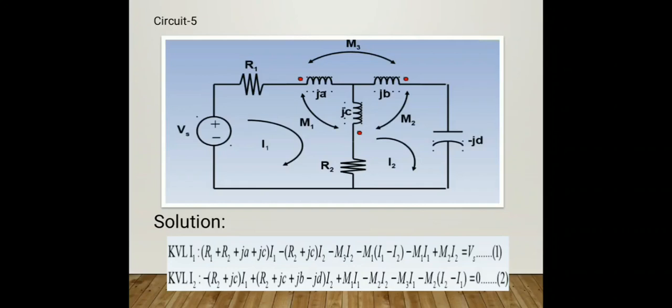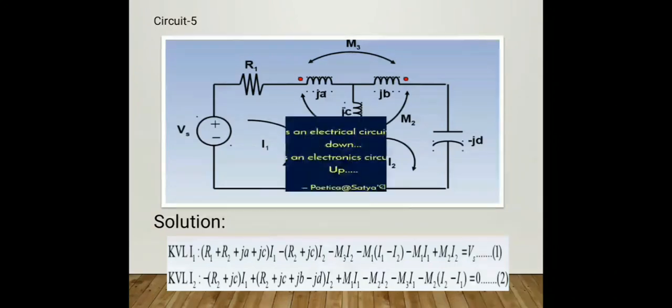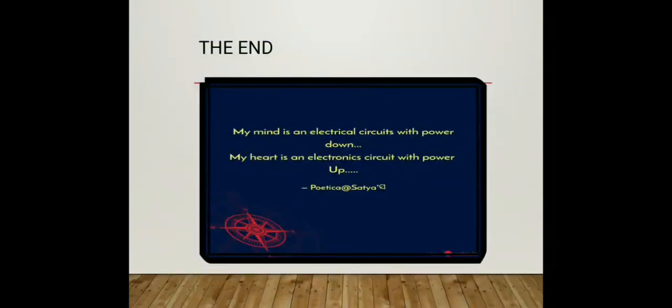Okay, referring the JB. I1 current enters JA and I2 current leaves the JB. So minus M3 I1. And referring JC, net current I2 minus I1 is entering and I2 current is leaving, again minus M2 I2 minus I1. I hope you may understand what I have discussed above. Thank you for your patient hearing.